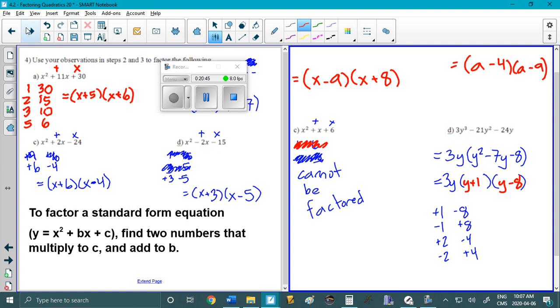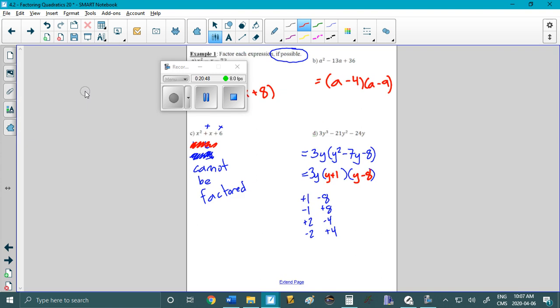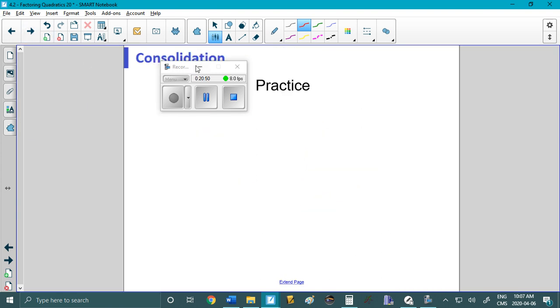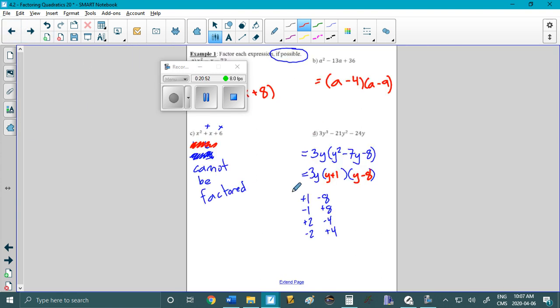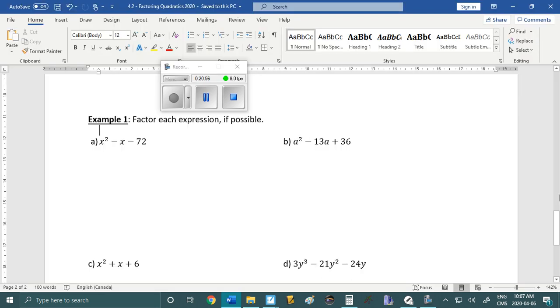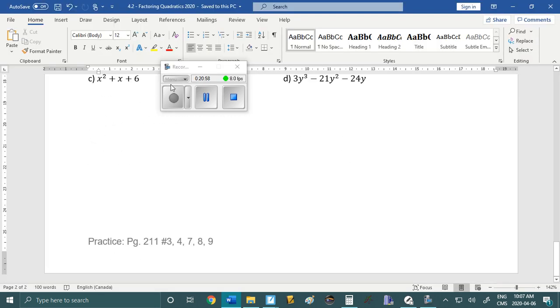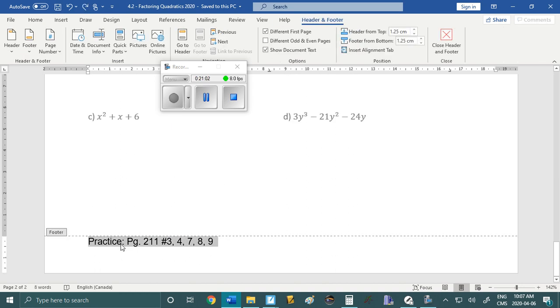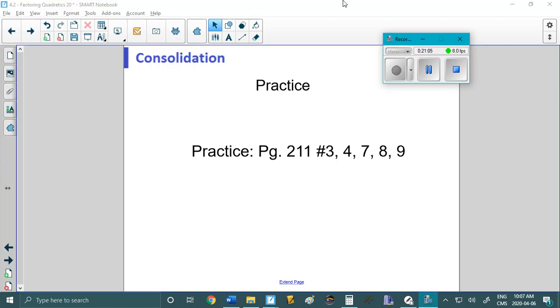So let's skip on to see what's next. That's it! Okay, that was all the examples I had for you until homework time. And the homework is right down here. Okay, so there's the homework, page 211, 3, 4, 7, 8, 9.